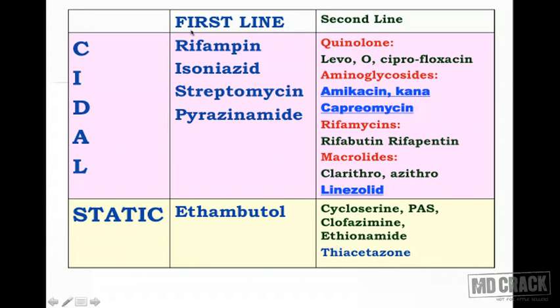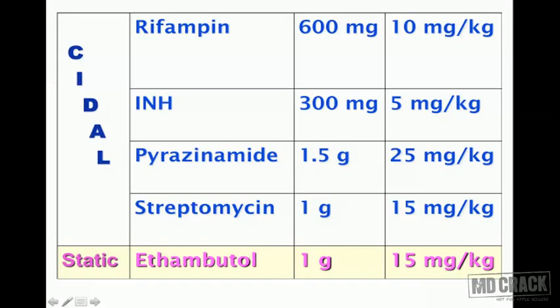Once again I remind you, first line cidal: rifampin, isoniazid, streptomycin and pyrazinamide, and first line static is ethambutol. Let's move to the next slide. The next slide is showing you the standard doses of all the first line drugs. Rifampin, please remember the standard dose is 600 milligrams for the adult. In terms of milligrams per kilogram body weight, it would become 10 milligrams per kilogram body weight.